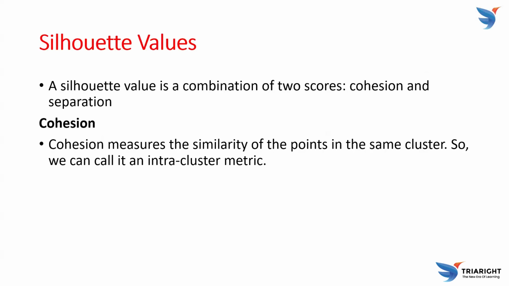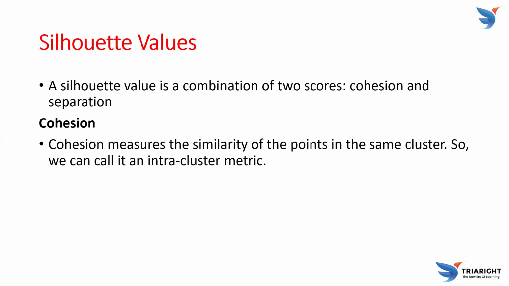Now, coming to the silhouette values. The silhouette value is a combination of two scores, cohesion and separation. Cohesion measures the similarity of the points in the same cluster, so we can call it an intra-cluster metric. This is the fundamental principle of the silhouette. The silhouette value is not a single measure. It is the result of comparing how well a point fits within its cluster, versus how different it is from the other clusters.